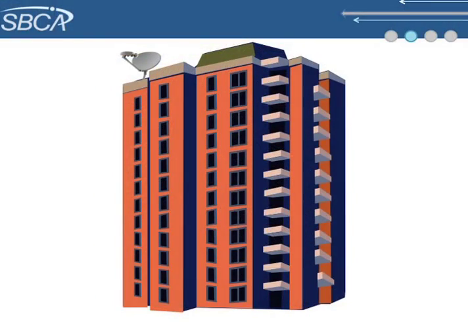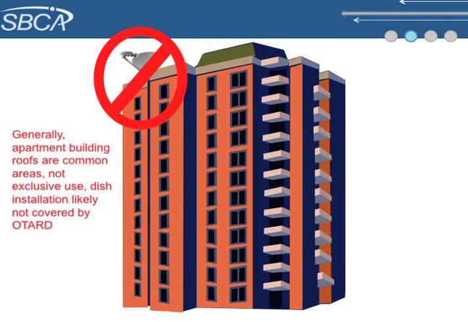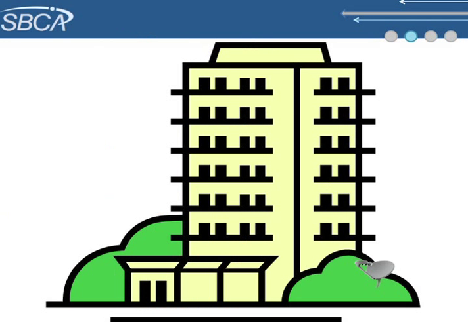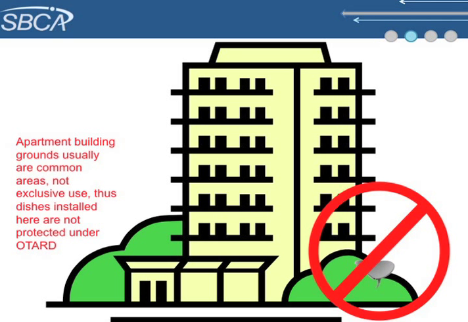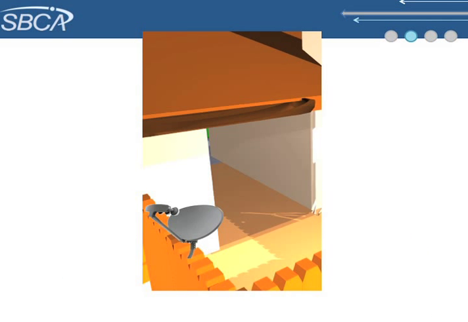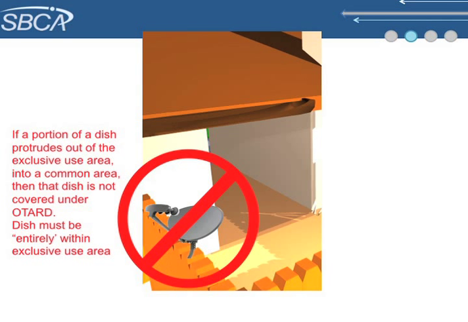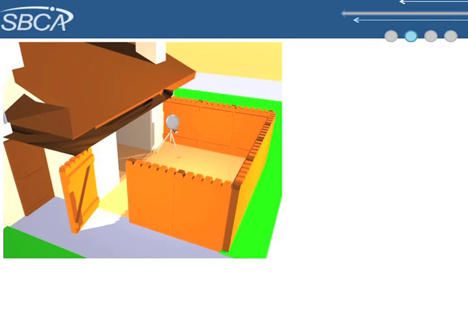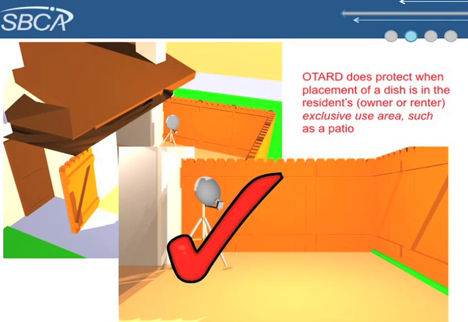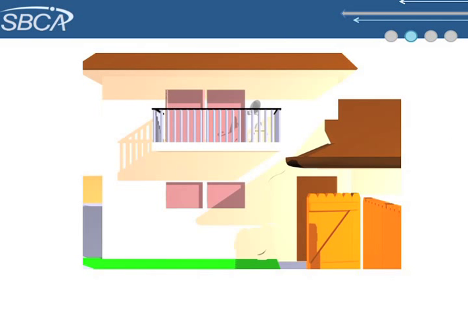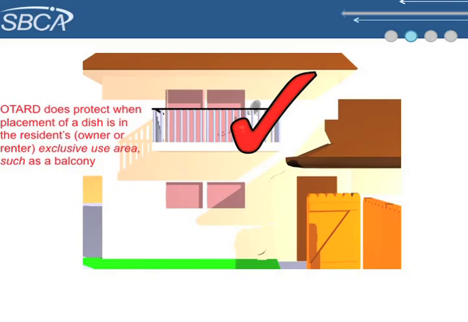So how does the Otard rule apply in an apartment or a condo situation? In an apartment or condo environment, this exclusive use area is likely a balcony, patio, or fenced yard. The dish antenna must be installed entirely within this exclusive use area. In the case of a balcony, no part of the antenna can hang over the railing of the balcony. It's important for residents to know the lease requirements or ownership requirements where they live.